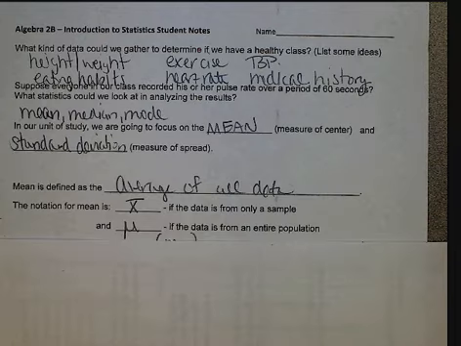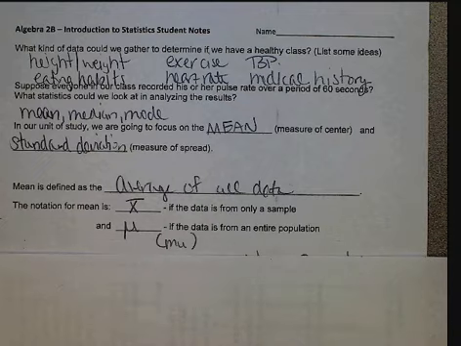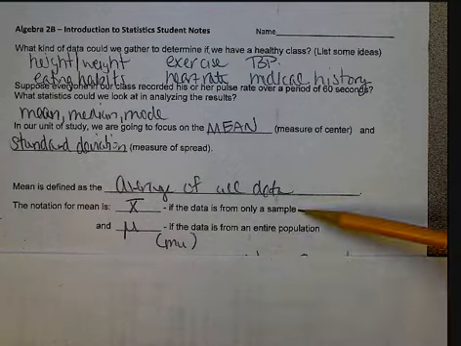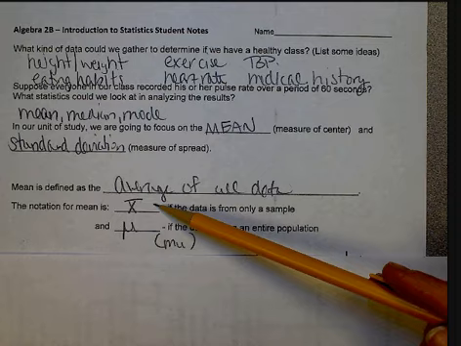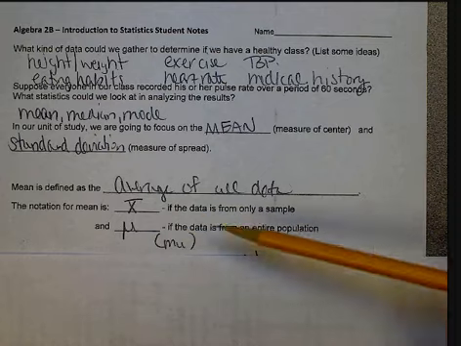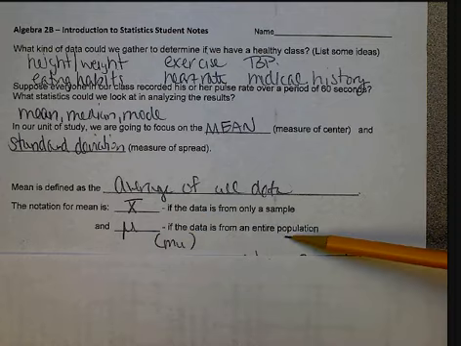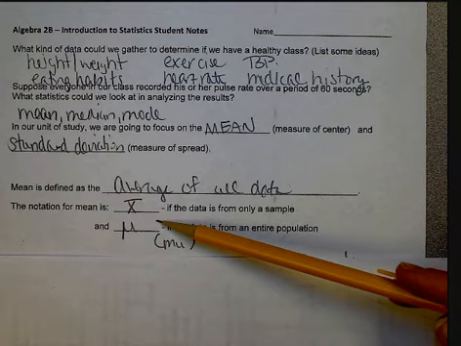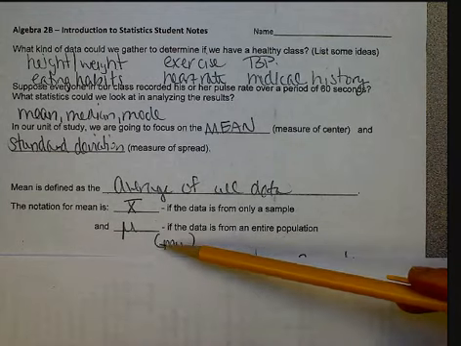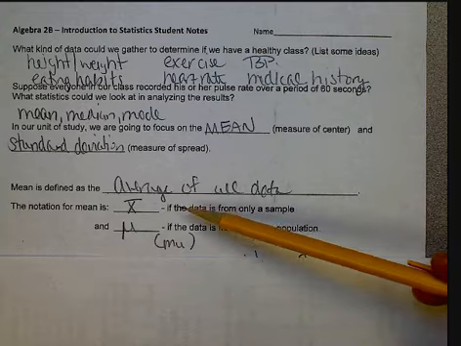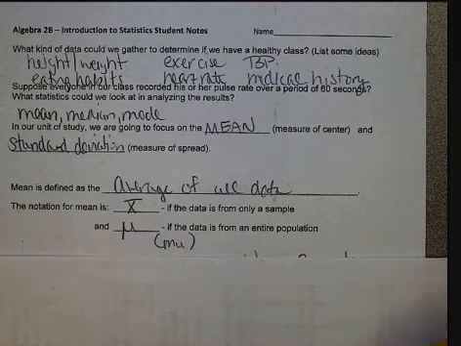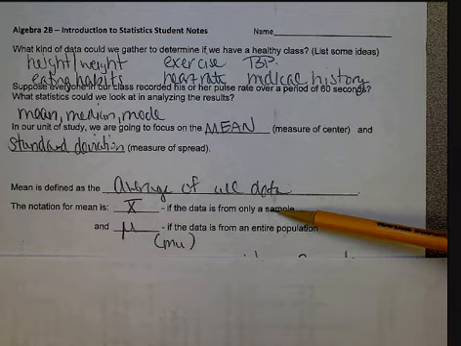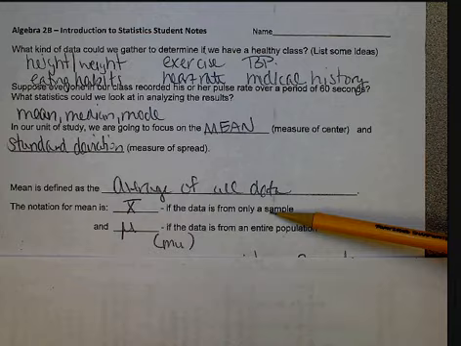So what is a mean? The mean is the average of all data. You know how to find that. Some notation that we use. If our data is from a sample, we use X bar. If our data is from an entire population, we use mu. Most often we can't take data from an entire population. It takes too long, it's expensive. So most times when you are reporting a mean, it is a sample mean.